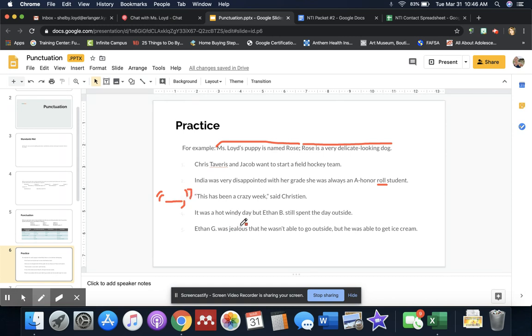Okay. It was a hot, windy day, but Ethan B. still spent the day outside. So we have where it was a hot, windy day. So we have two different adjectives describing day, and we need to separate them out. Okay, because it was hot and windy. It wasn't like hot windy. All right. And then we know that but is one of those fanboys. So we need to put a comma by that to separate it out. Okay. Miss Lloyd is not very speedy when it comes to writing here. Okay.